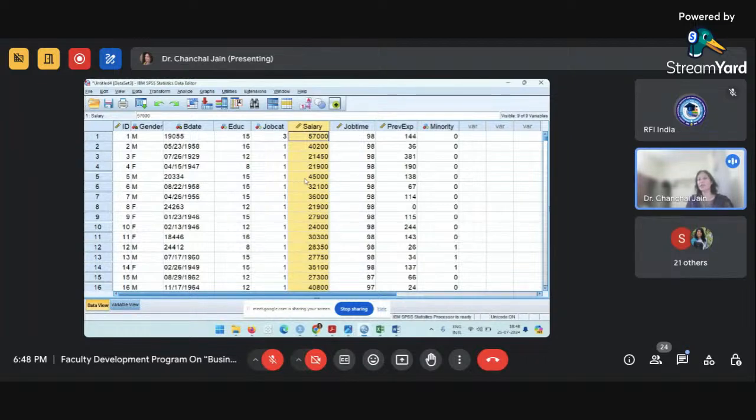So descriptive statistics is the very first step after cleaning of your data. You can perform that particular statistics on your data and you can get the summary of your data. So this is nothing but a way of summarizing your data.